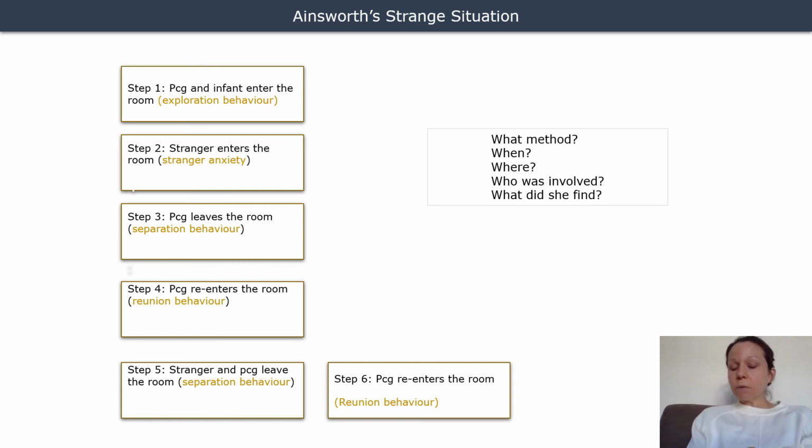The primary caregiver comes back in. We're looking for reunion behaviour. Then both the stranger and the primary caregiver leave, so the child is now left on their own. We're again looking for how they react, what's their separation behaviour. And then mum comes back in, primary caregiver comes back in. We're looking for reunion behaviour again. So 6 intervals, highly controlled in a sort of lab environment. That's what Ainsworth's study allowed us to do, because it was so highly controlled, allowed it to be replicated many, many, many times. So we talk about it having high reliability.